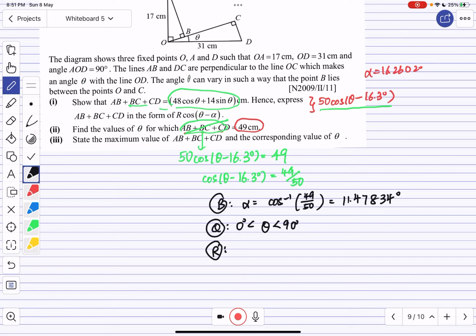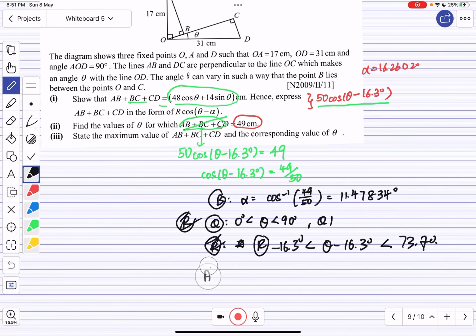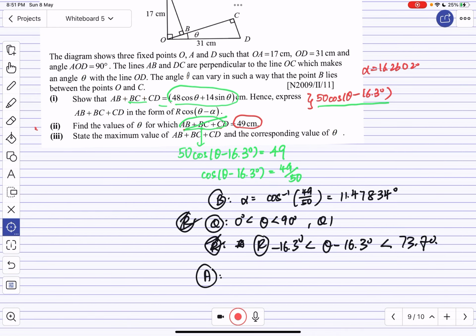So next we look at the R. So this is the Q, right? First quadrant, and this is the R, all done together. We look at the R next part, right, is that theta minus 16.3 degrees will be between negative 16.3 as well as 73.7.